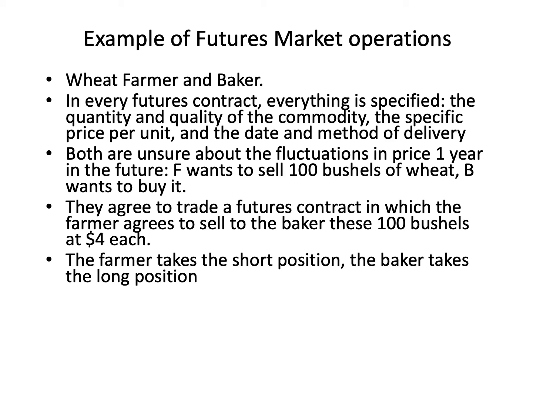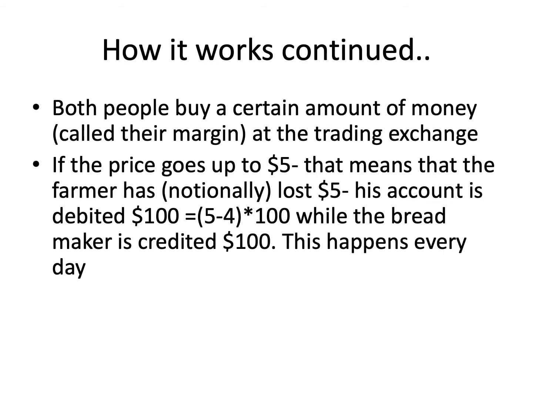If they're uncertain about the price, they could agree to trade a futures contract in which the farmer agrees to sell to the baker the 100 bushels at $4 per bushel. In this case, the farmer takes the short position and the baker takes the long position. Both have a certain amount of money called their margin at the trading exchange. If the price goes up to $5, that means that the farmer has notionally lost. His account is debited $100, $5 minus 4 multiplied by 100, while the baker is credited $100. This will happen every day in the futures market.